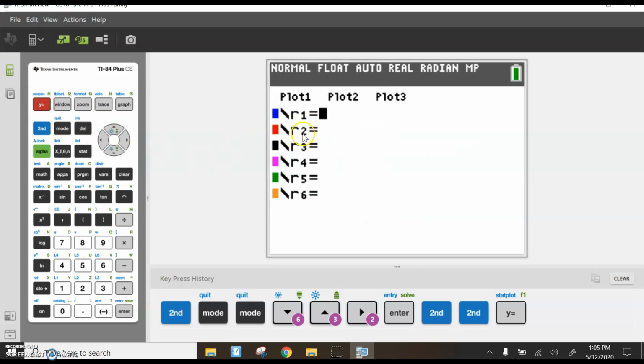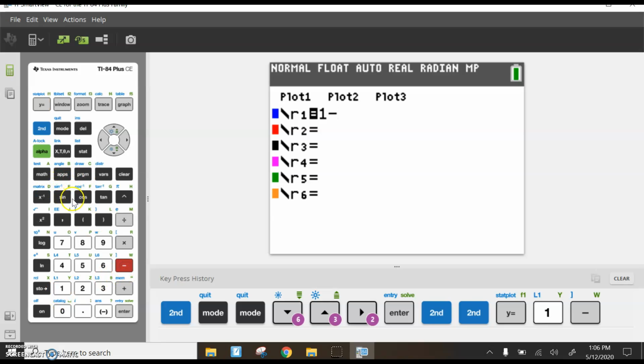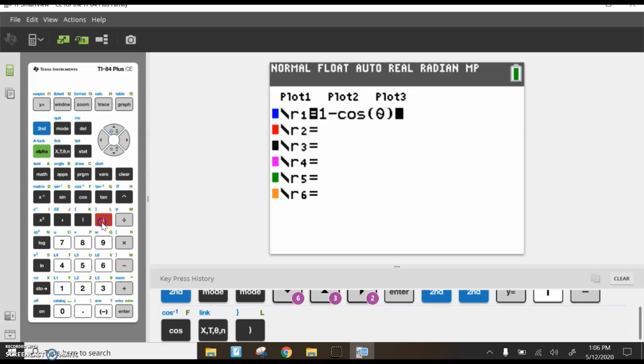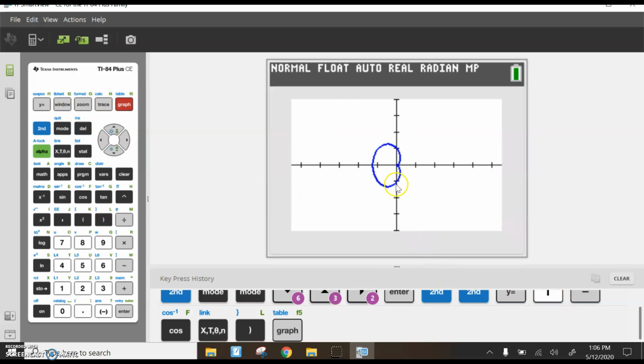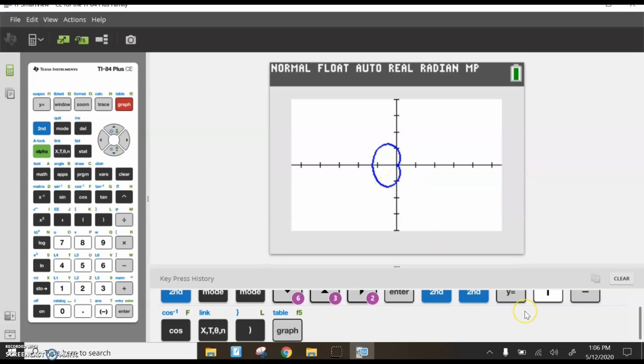So when I go to type this in, you'll notice it changed it to R. So I can type in 1 minus cosine of theta. And then I'm going to go ahead and graph that. So you'll see we have what we call here is a cardioid. Okay, it looks like a heart. So I'm going to go ahead and hit pause after this.